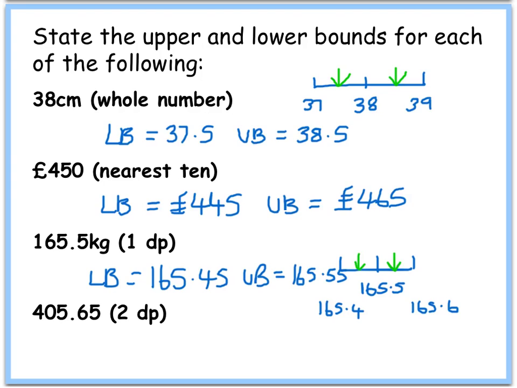Final one, 405.65 to the nearest two decimal places. So two decimal places, well, if I go down one, I've got 405.64. So halfway between 405.64 and 405.65 must be 405.645. And the upper bound is going to be halfway between 405.65 and 405.66, which will be 405.655.